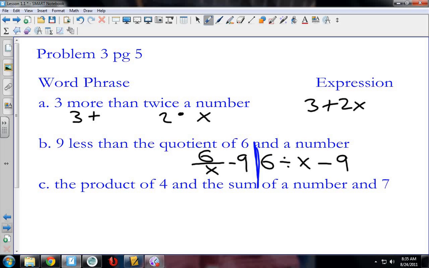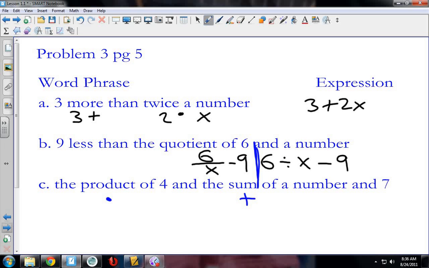All right, C, the product of 4 and the sum of a number and 7. Okay, so what are my two operations happening here? First operation is what? Jose? You don't see any words in here that sound like operations? Sum, what's that one mean? There we go. Okay, Heidi. Product, what's that one? Yeah, so we have multiplication and addition in this one.